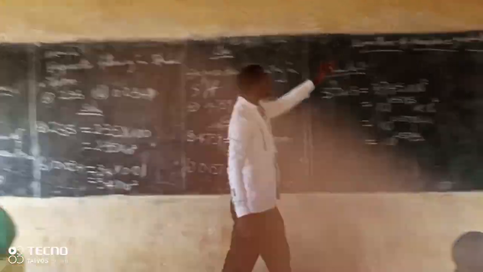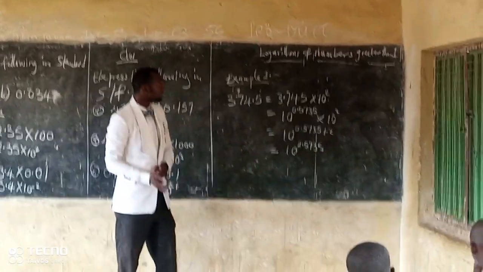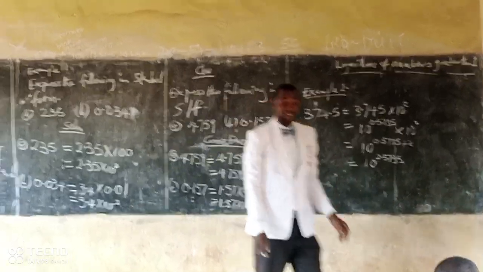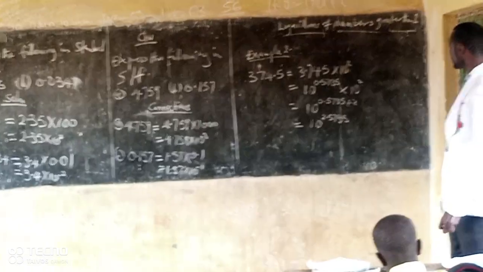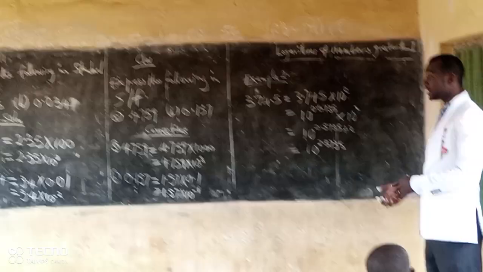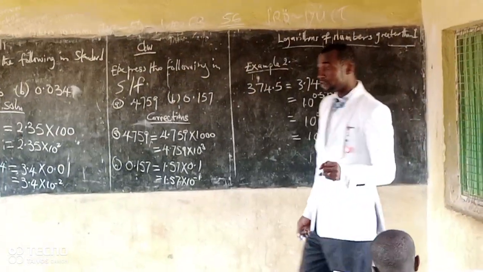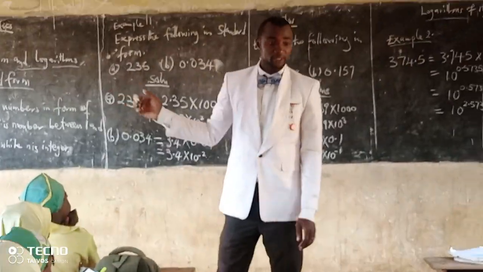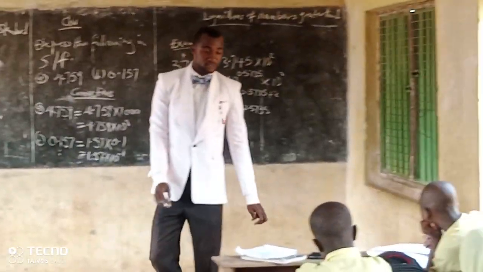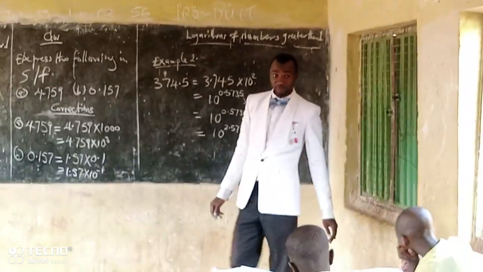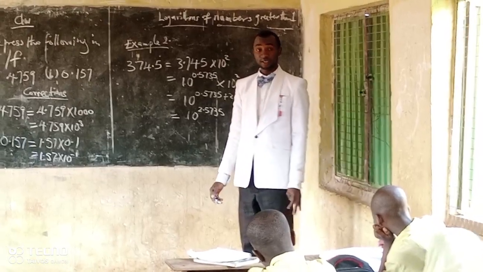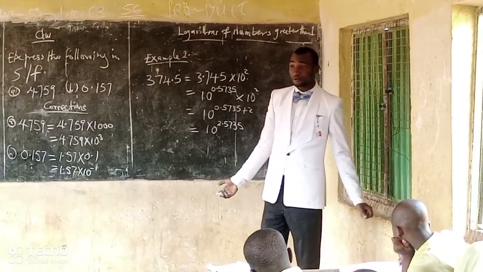Now we are moving to logarithm of numbers greater than 1. This is your SS1 topic. There are two ways of solving problems under logarithm of numbers. I'm sure you were told only one in SS1, but in this class you have to be exposed to two ways of expressing logarithm of a number greater than 1. We use the standard form method.